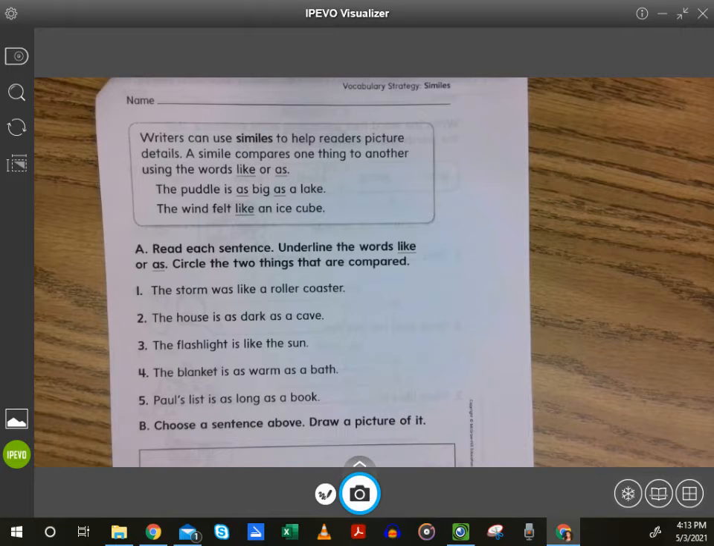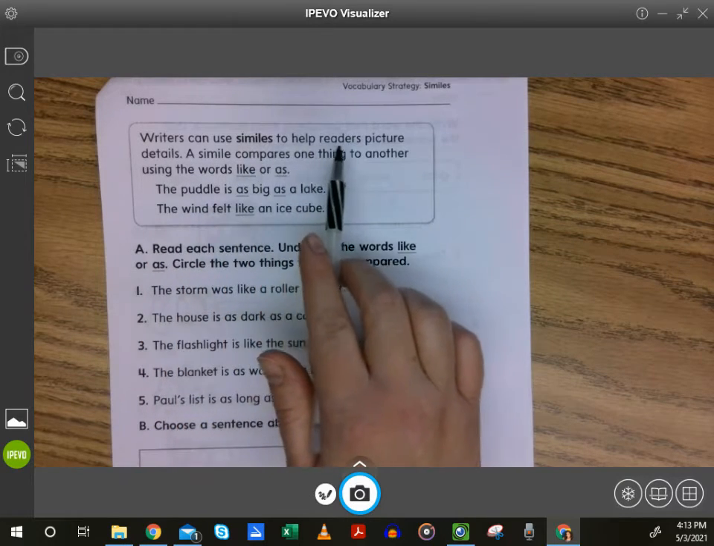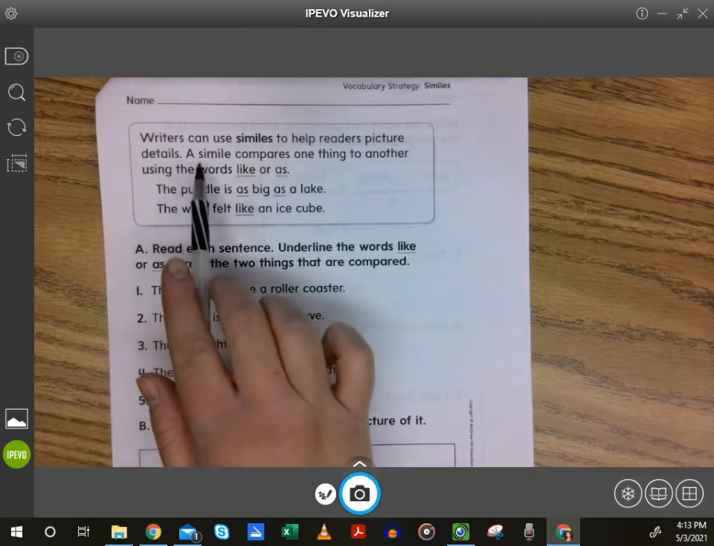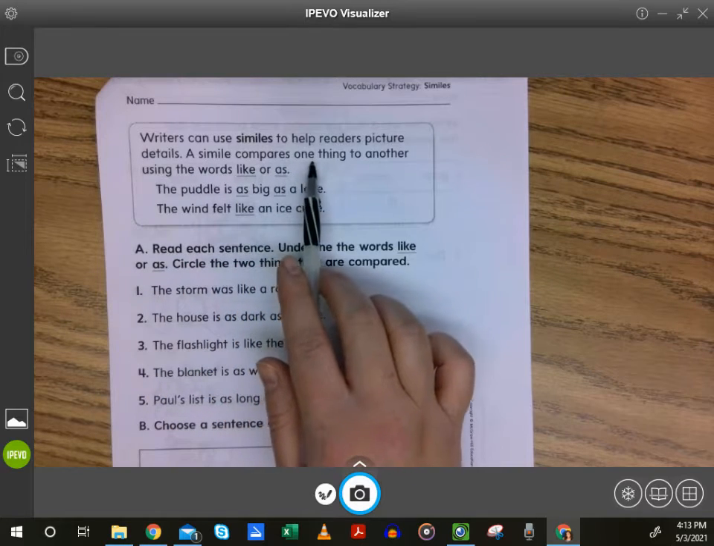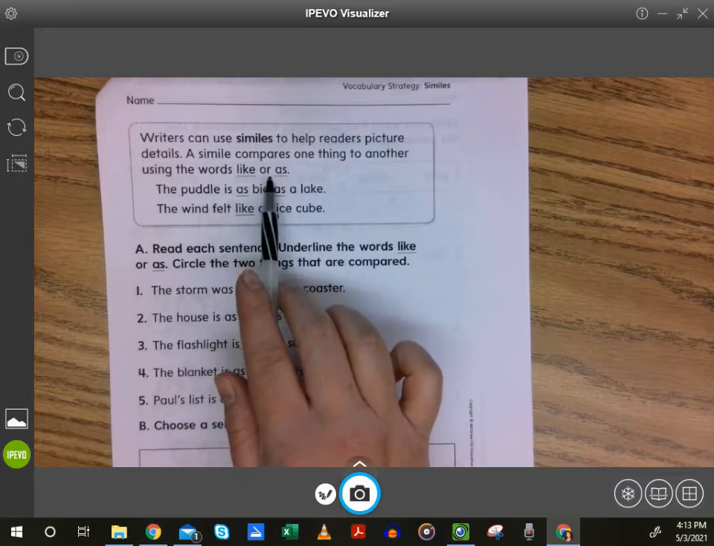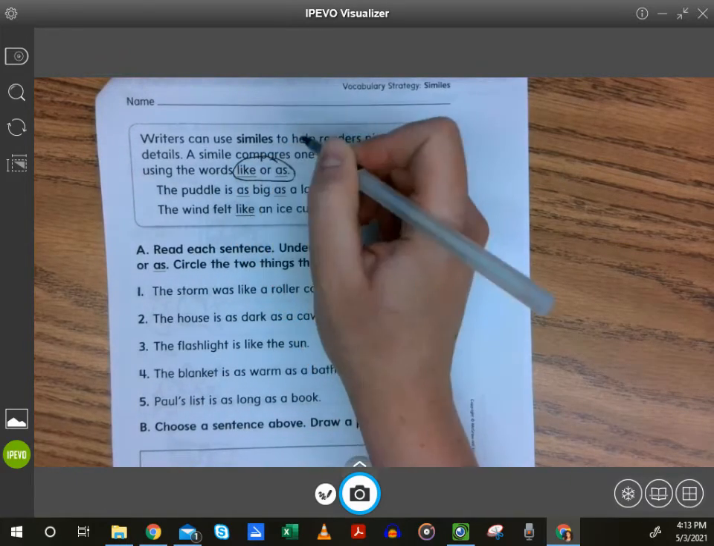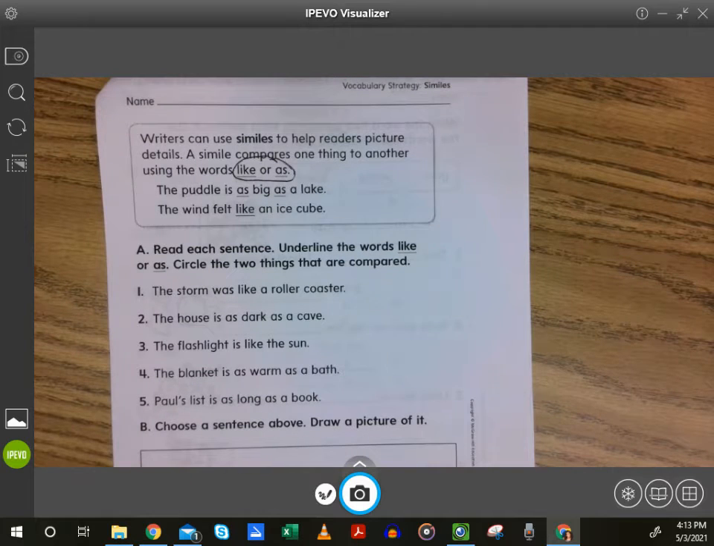Okay, first graders, we're doing what's called similes today for our vocabulary strategy. Writers can use similes to help readers picture details. A simile compares one thing to another using the words like or as. So every time we use like or as to compare things, we are using a simile.